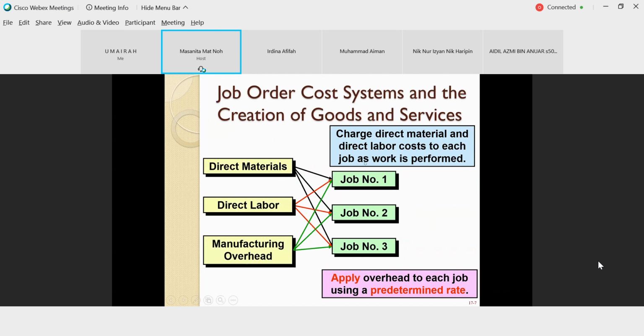Okay, cost to each charge the DM dengan DL cost to each of the job as the work is performed. So as it is lah, maksudnya banyak mana yang direct material yang you guna, you just charge, masukkan saja to the each job tu. Same goes with the direct labor pun sama. Okay, cumanya untuk overhead MOH, okay, you kena apply overhead to each job using a POHR.